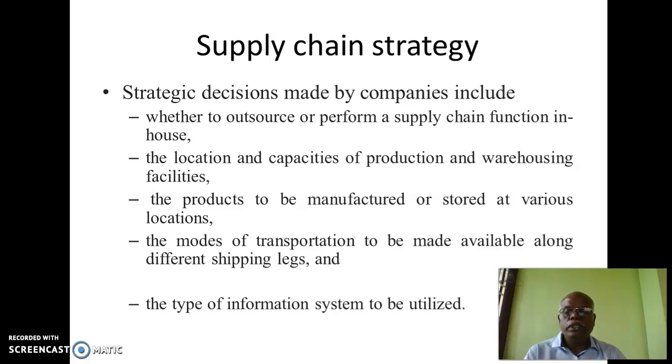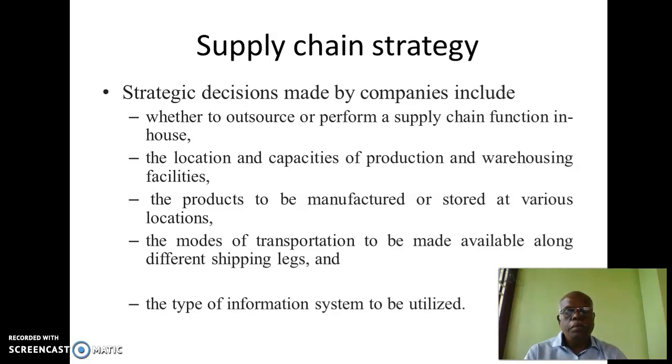The next question is the modes of transportation to be made available along different shipping legs. What are the different modes of transportation? You are going to use them to move the product from the point of origin to the point of service. So the different kinds of transportation available: we can use trucks or trains or flights or ships or whatever it is.